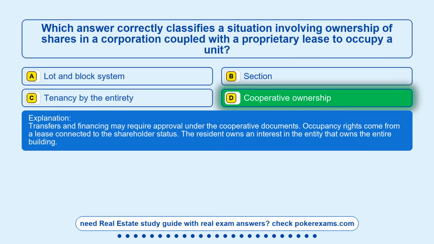Transfers and financing may require approval under the cooperative documents. Occupancy rights come from a lease connected to the shareholder status. The resident owns an interest in the entity that owns the entire building.